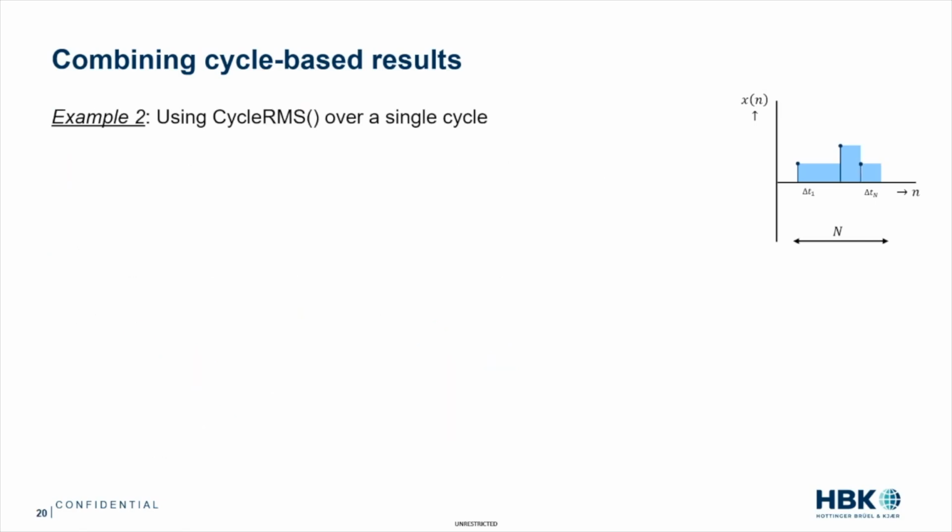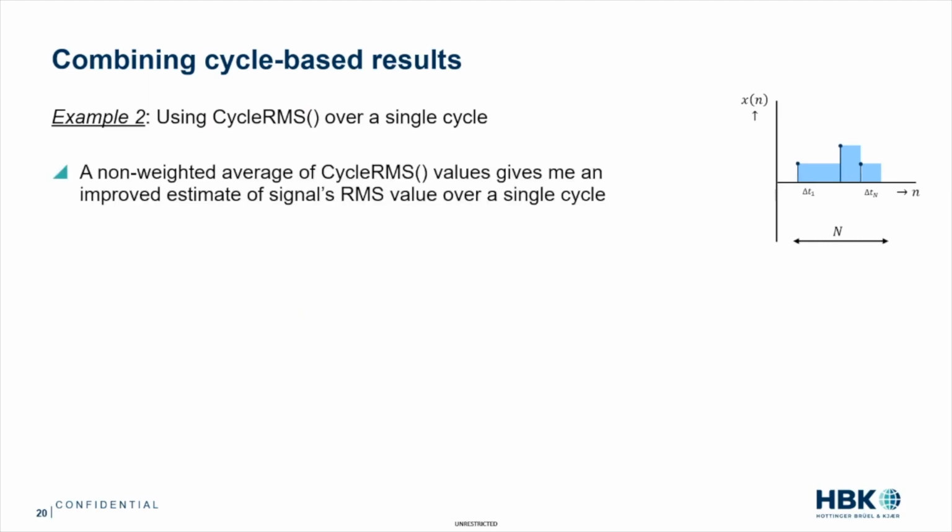Now we're going to look at the cycle RMS. So we have a processing block that calculates the RMS value over a single cycle. And again, I have samples produced here, and they are not equidistant. Now again, I have the option to use the non-weighted average of the cycle mean values. And again, that gives me an improved estimate of a single cycle RMS value, because I'm just averaging observations.